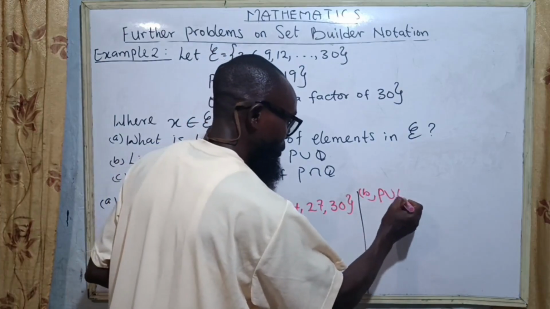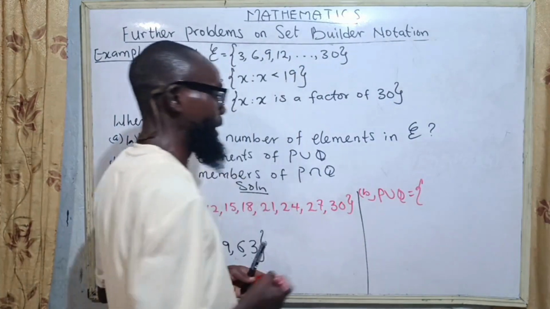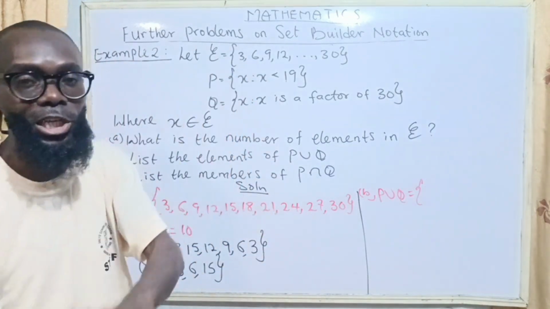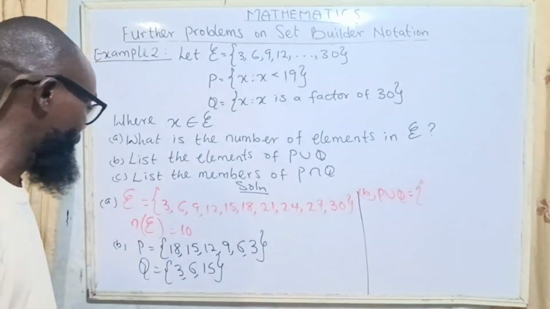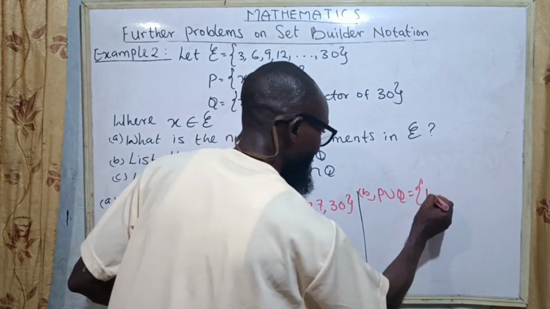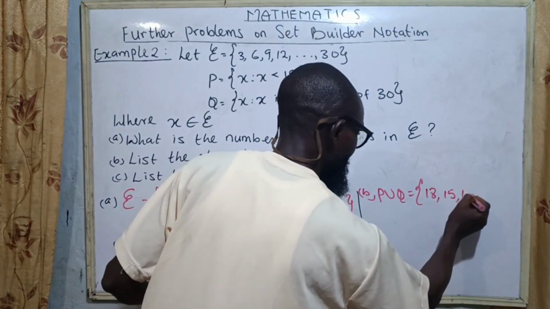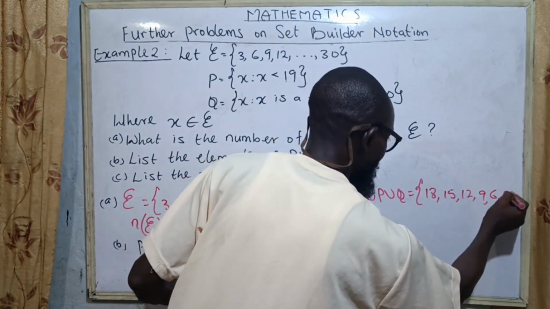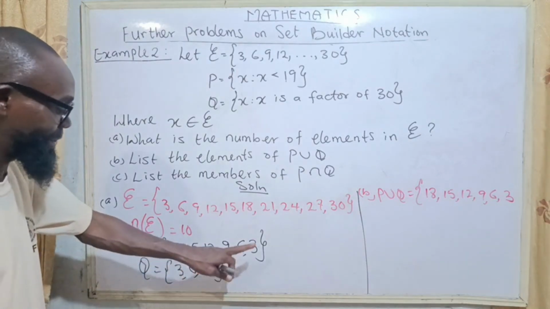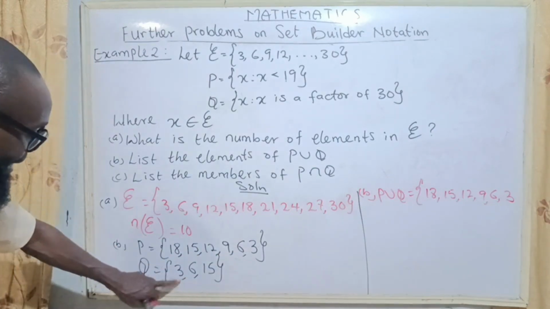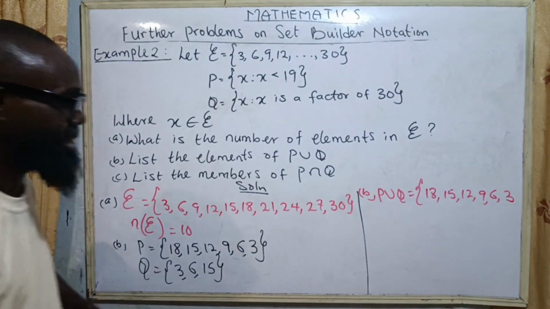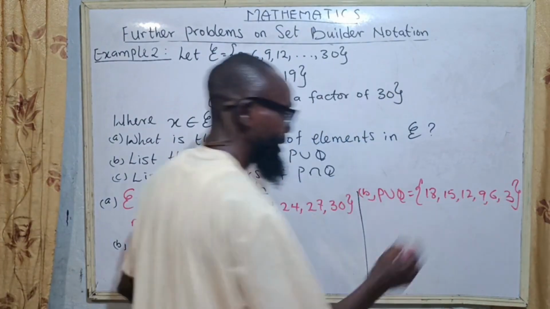P union Q. And don't forget the meaning of union. Union means every element in P and in Q without repetition. P and Q. Let me list all the elements in P first: 18, 15, 12, 9, 6, 3. Is there any other element that is not here? 3 is there already, 6 is there already, 15 is there. So this is P union Q.